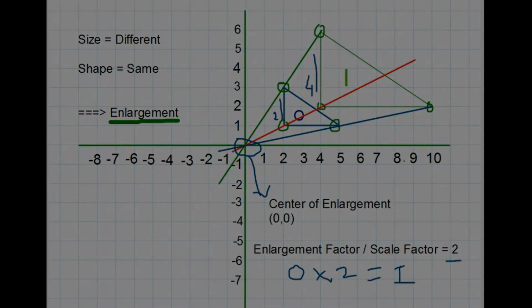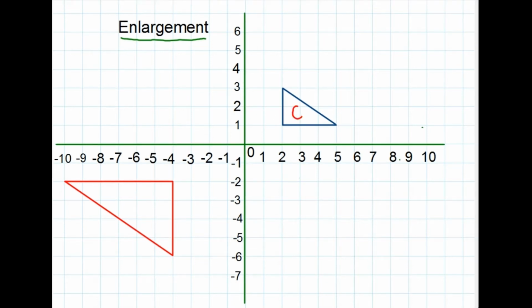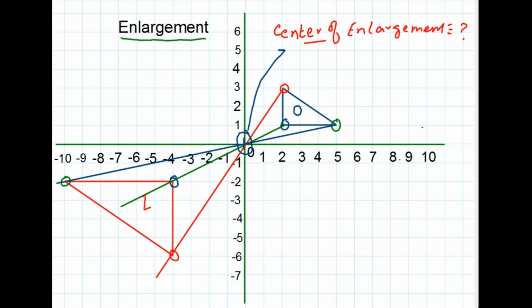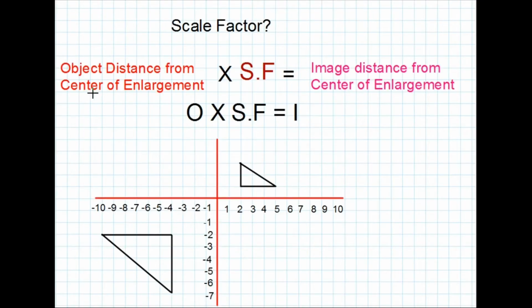Let us see an example in which object triangle O and image triangle I are shown in the figure. How to find the center of enlargement? Mark the corresponding vertices of object and image and join each of them as shown in the figure. The point of intersection of the extended lines is the center of enlargement. Now what is the scale factor? The scale factor can be found as follows.